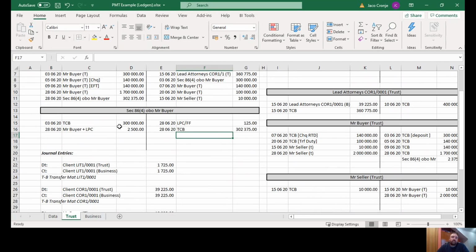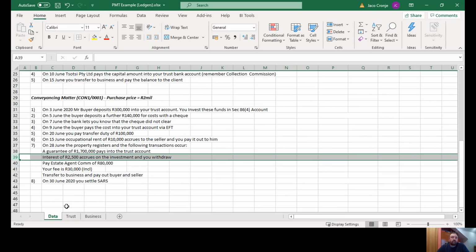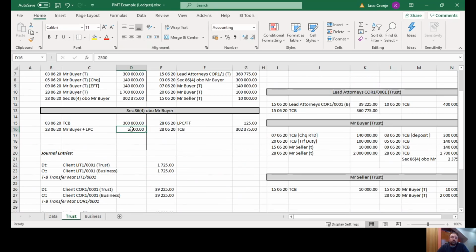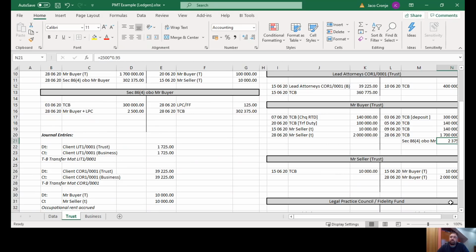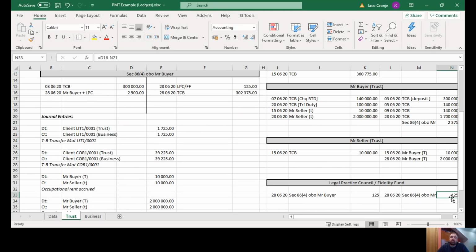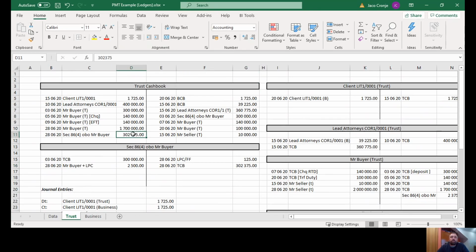Right. So for that line there, we've accrued the interest. We've shown that 95% of the interest goes to Mr. Buyer, 5% of the interest goes to the Fidelity Fund. We pay them their 5%, and the remainder we put back into our trust account. So that transaction has now been completed.